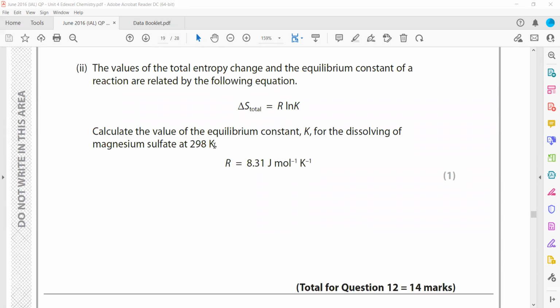Then the total entropy change at equilibrium is R ln K. Calculate the value of the equilibrium constant K. So for magnesium sulfate, the total entropy value is given in the question. R is given. You divide them and take the anti-log, and you will get the value for K.